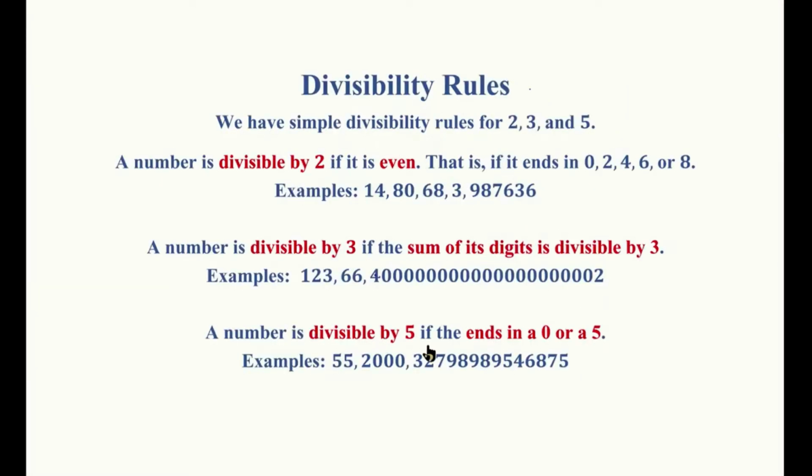For 5, the divisibility rule is just as simple as it is for 2. We just look at the last digit or the rightmost digit. If it's either a 0 or a 5, then the number is divisible by 5.